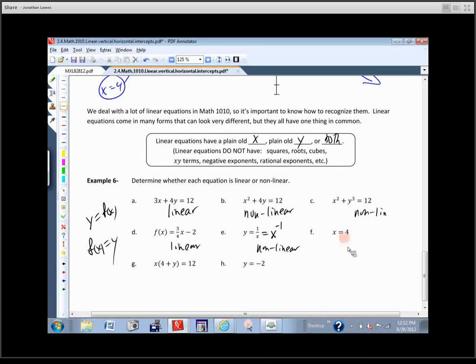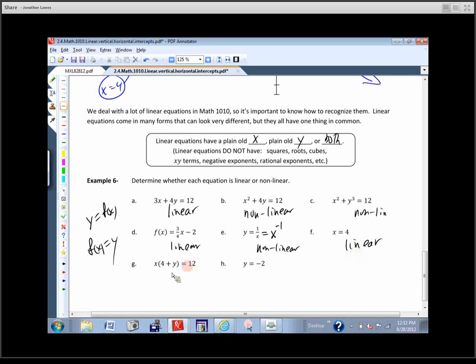Linear. Very good. This is linear. My question for you is, even though it's linear, is it a function? It's not, because it's a vertical line at x equals 4. So it's not a function, but it is linear.